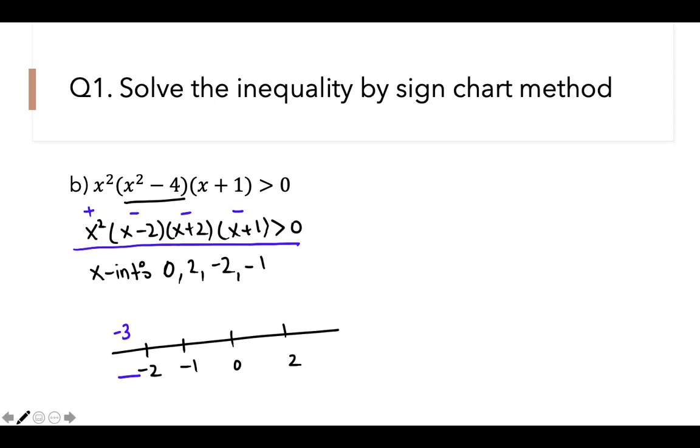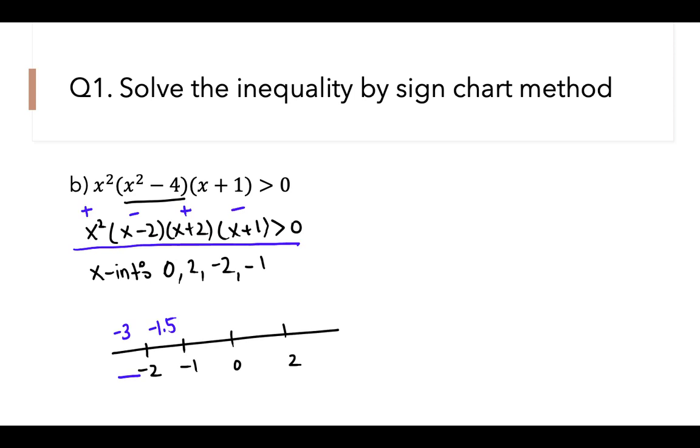Next, let's plug in a number that is in between -2 and -1. So in this case, it could be like -1.5. So let's see. I'm going to plug in -1.5 into the equation again and figure out what the sign is going to be. So (-1.5) squared is going to be positive. -1.5 minus 2, negative. -1.5 plus 2 is positive. -1.5 plus 1 is negative.